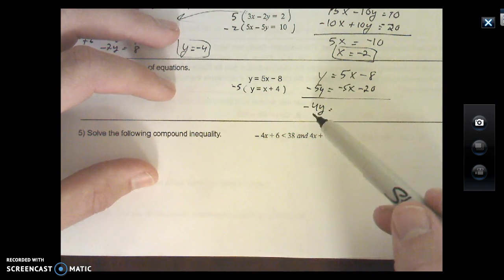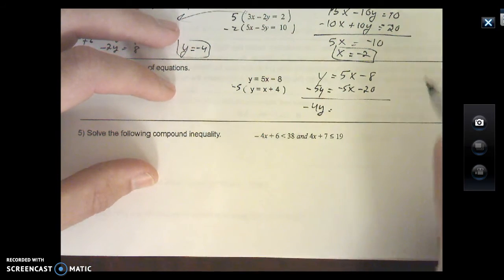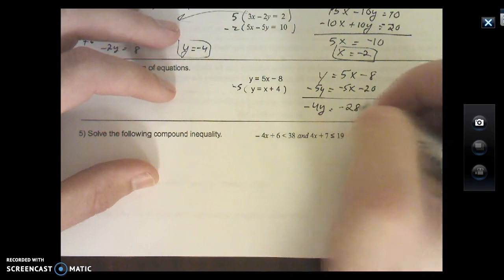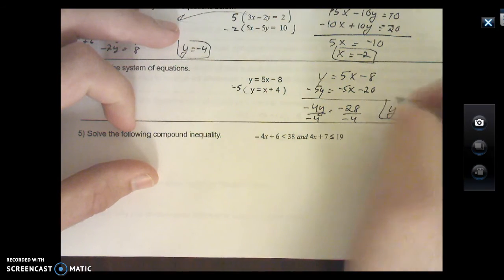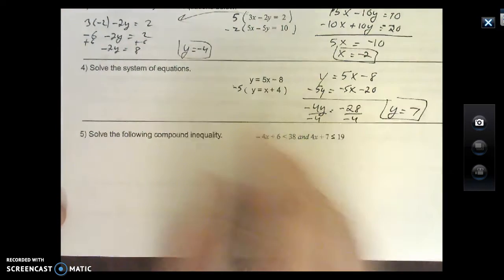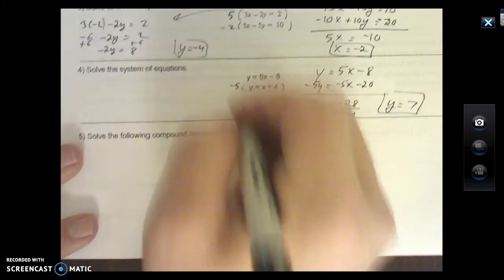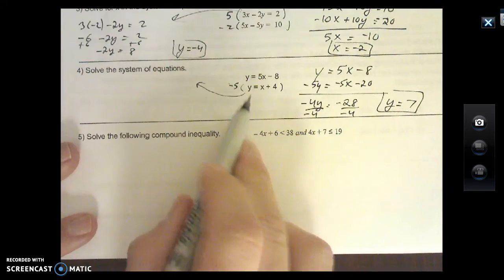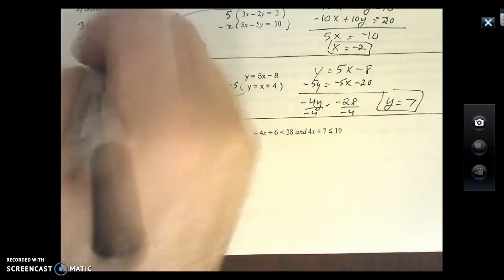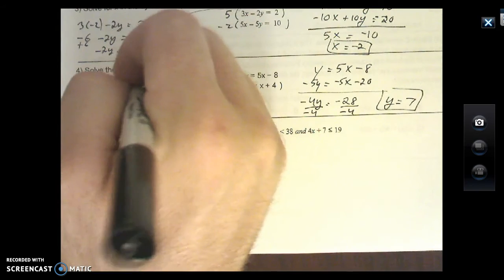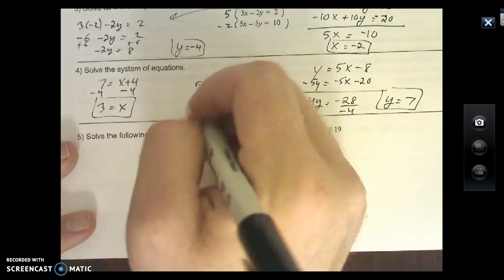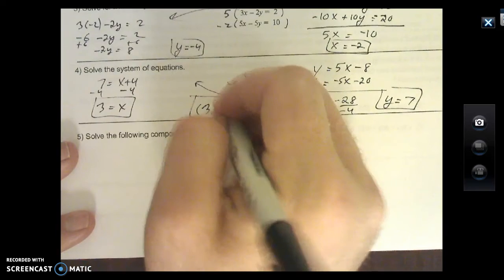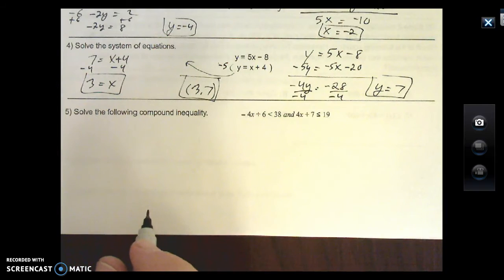1 minus 5 gives me negative 4. 5x minus 5x cancels out. Negative 8 minus 20 gives me negative 28. Divide both sides by negative 4. y equals 7. Cool. Now, pick an equation to plug it back into. I'm going to pick the bottom one because it looks way easier. Instead of a y, I'm going to put a 7 in. So 7 equals x plus 4. Subtract 4, subtract 4. x equals 3. So (3, 7). Final answer. Okay? Cool.